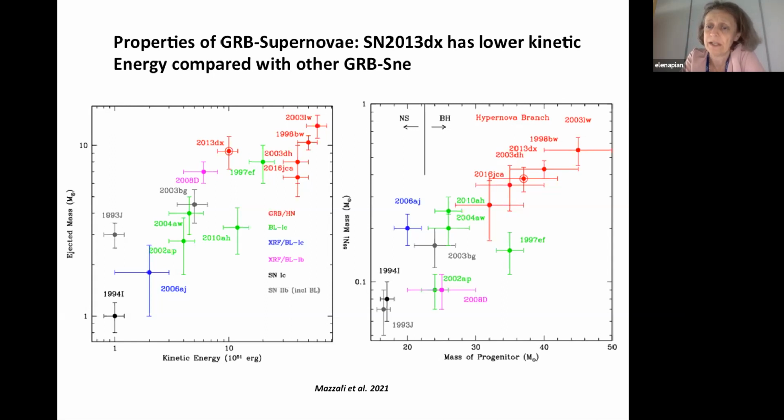On the right, you see the nickel mass of these supernovae as a function of progenitor mass. In general, in core collapse supernovae, we are speaking of progenitors higher than 8 to 10 solar masses. Well, gamma ray burst supernovae have progenitor masses that are at least 30 solar masses. And the nickel mass is accordingly higher, namely these supernovae are more luminous than the average.